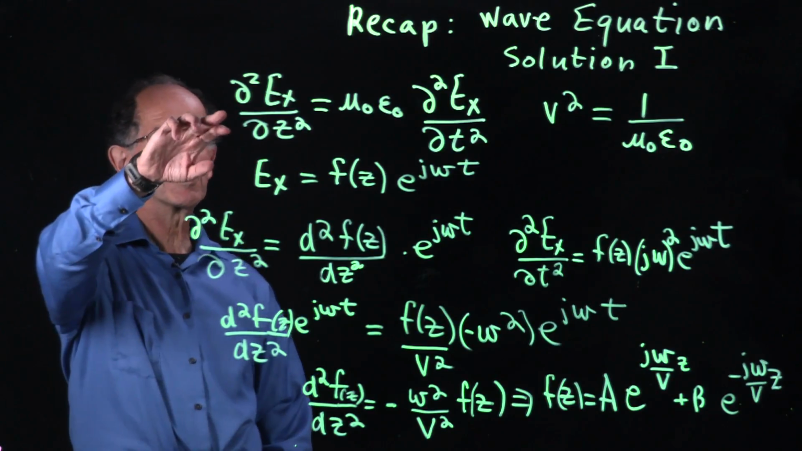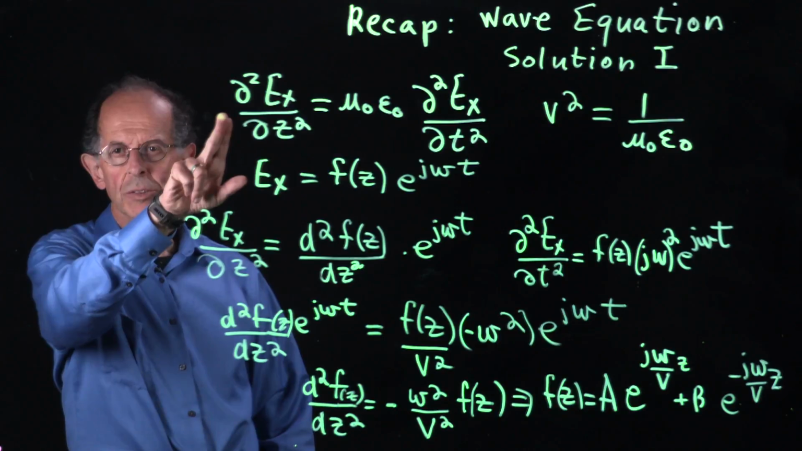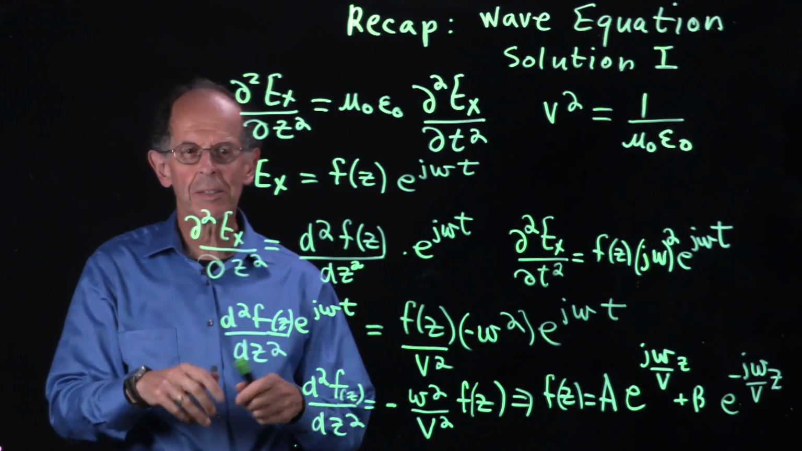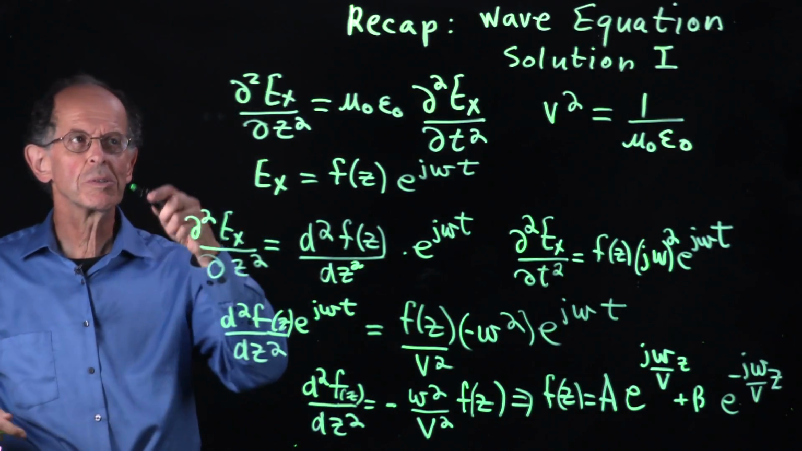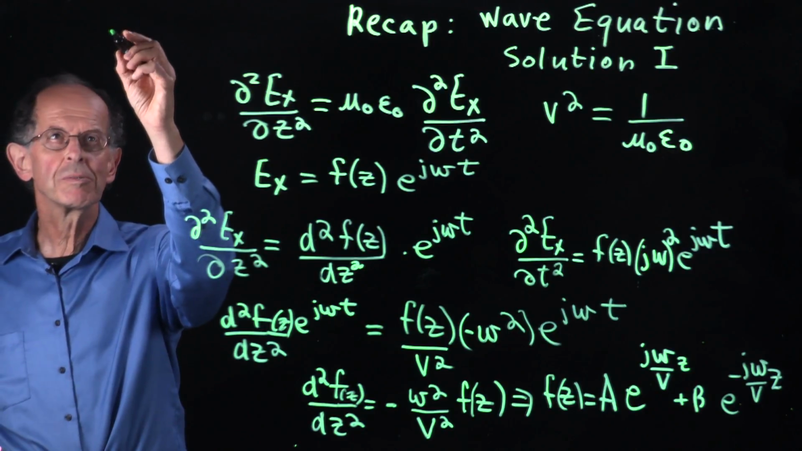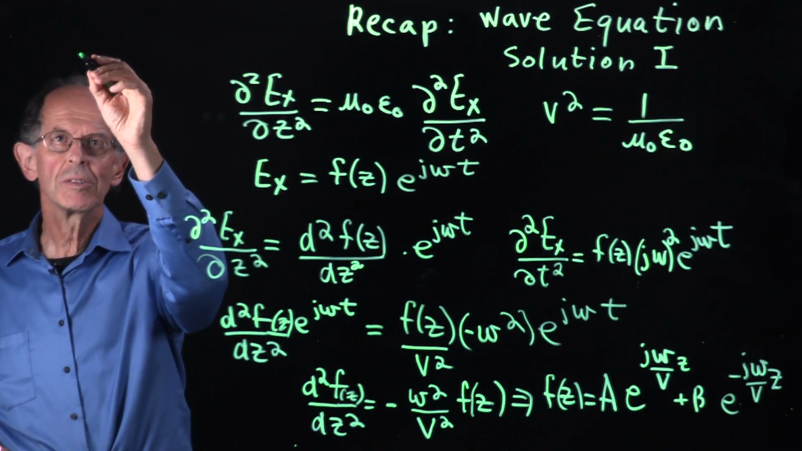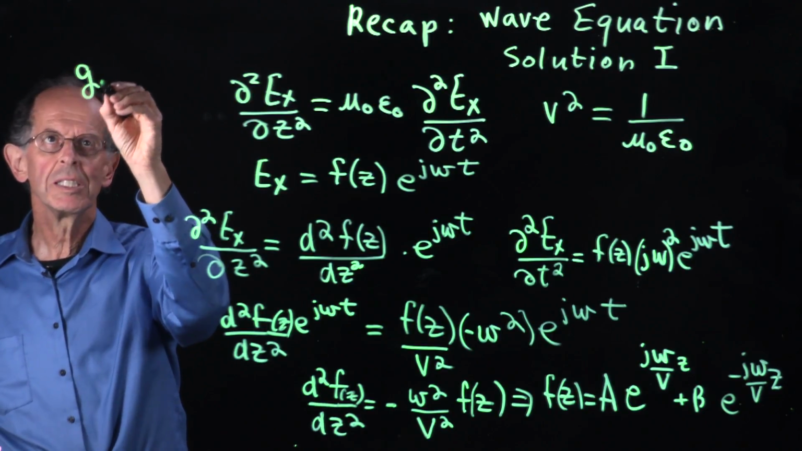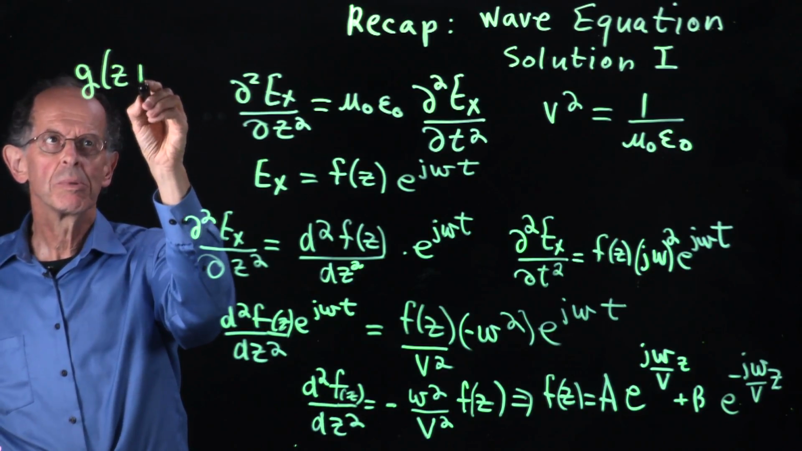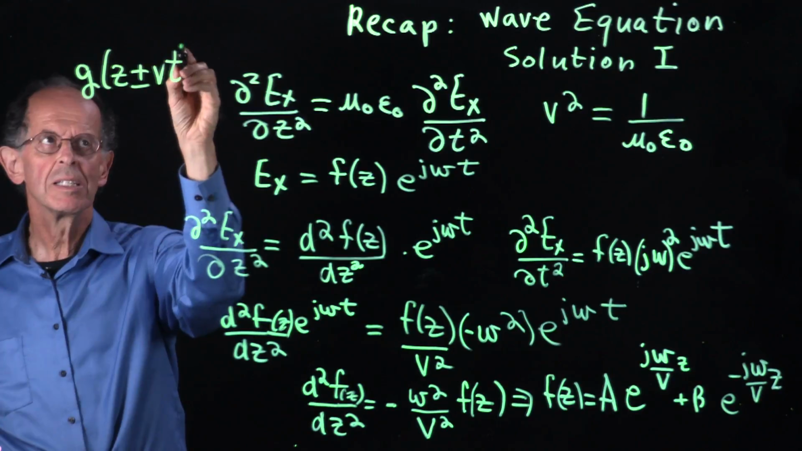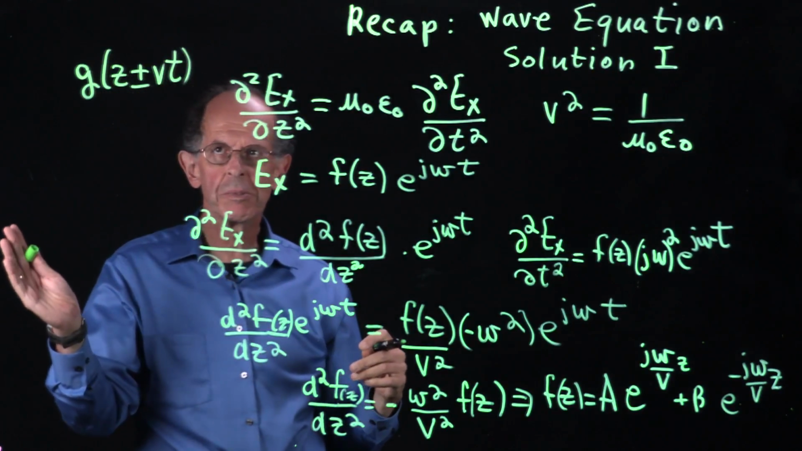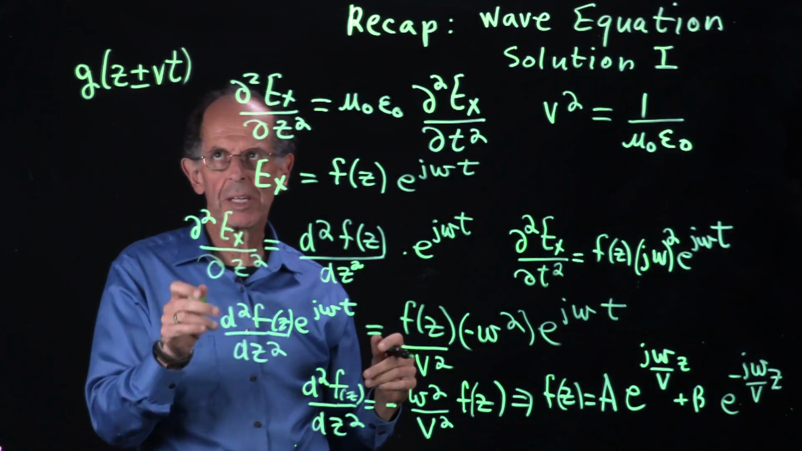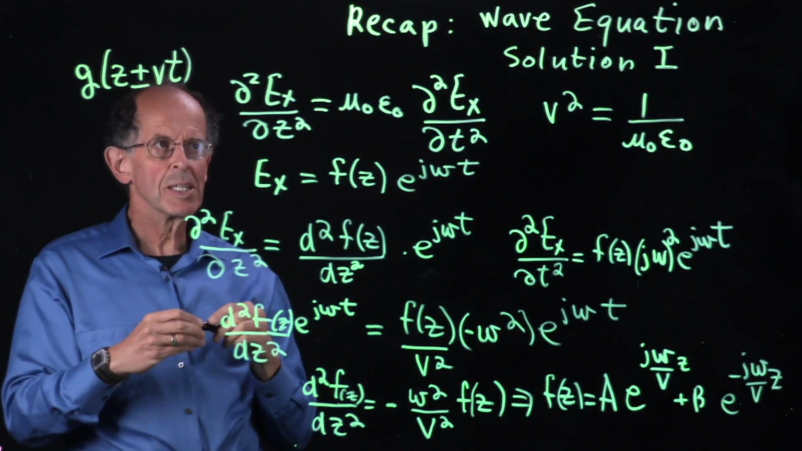Now to solve this equation, we do know the intuitive solution. So actually I'm going to write down the intuitive solution for this. We all know from previous work that the intuitive solution looks like some function g of z plus or minus vt, depending on whether you're modeling waves moving to the right or left. And let's see if we get that.